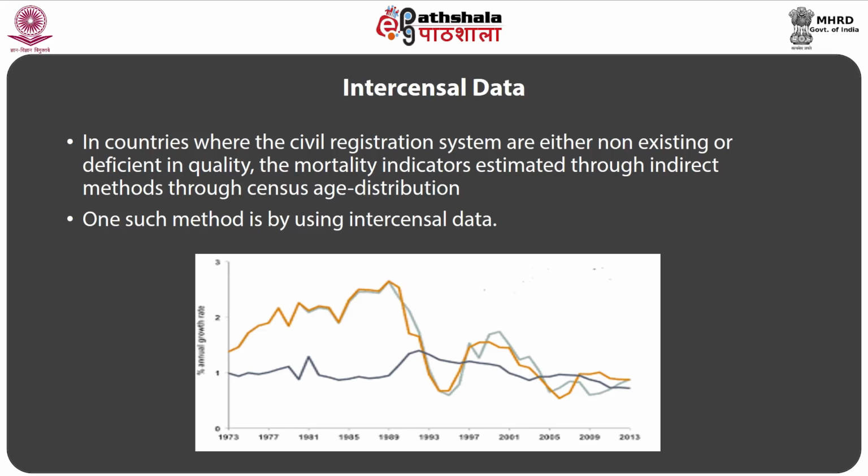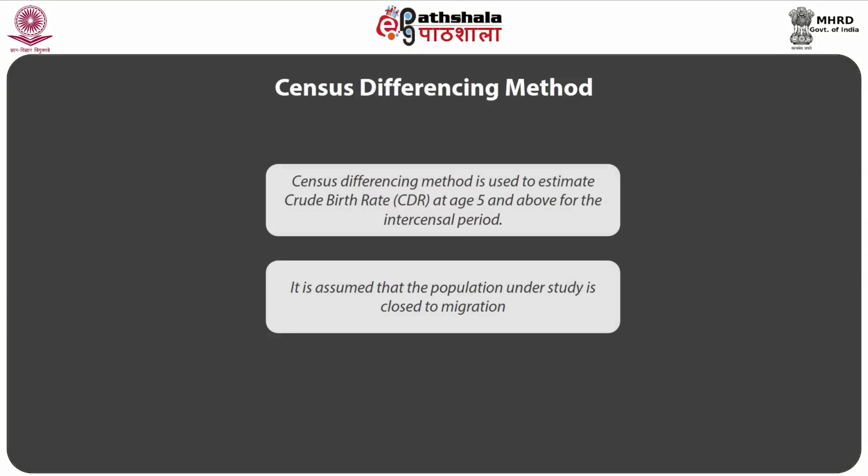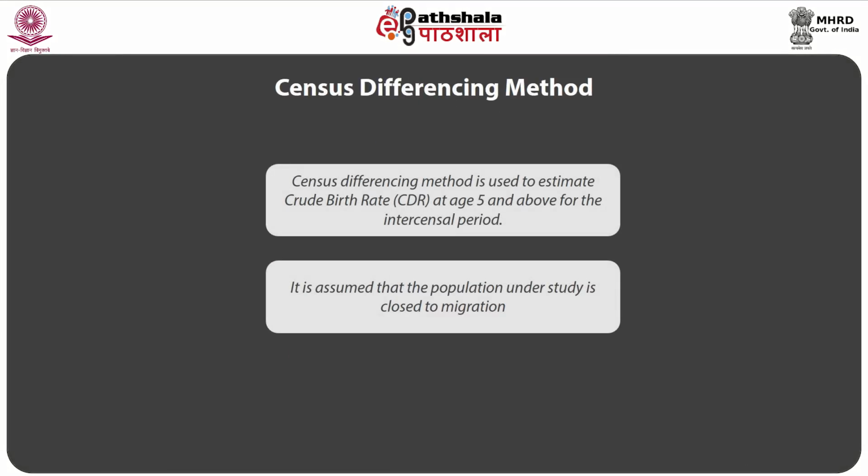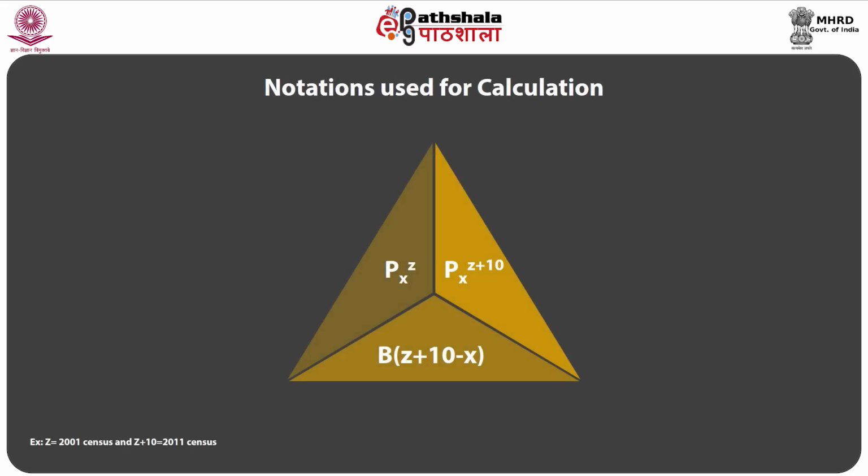You can see the graph where there is a lot of variation in the mortality indicators. Census differencing method. The census differencing method is used to estimate the crude death rate at age 5 and above for the intercensal period. Here we assume, for example, the 2001 and 2011 census period. Here it is assumed that the intercensal period is 10 years and the population under study is closed to migration. Notations used for calculation.